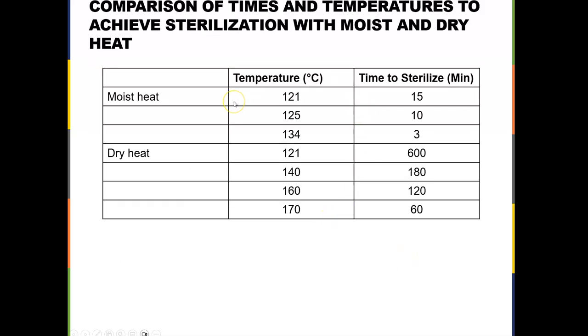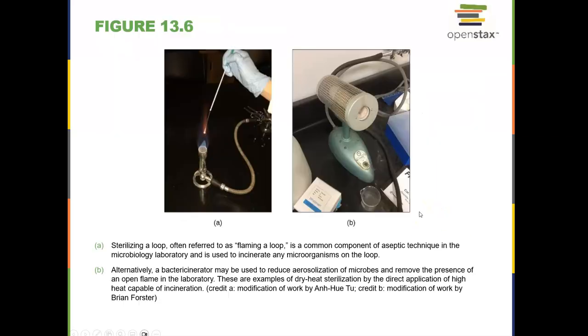So this is interesting too. This is the comparison of times and temperatures to achieve sterilization with both moist and dry heat. So moist heat at 121 degrees only takes 15 minutes. But at 121 degrees Celsius for dry heat, it takes 600 minutes. That's a lot longer. 125 degrees, 10 minutes, 134 degrees, 3 minutes. You can see that dry heat takes just a lot longer to sterilize.